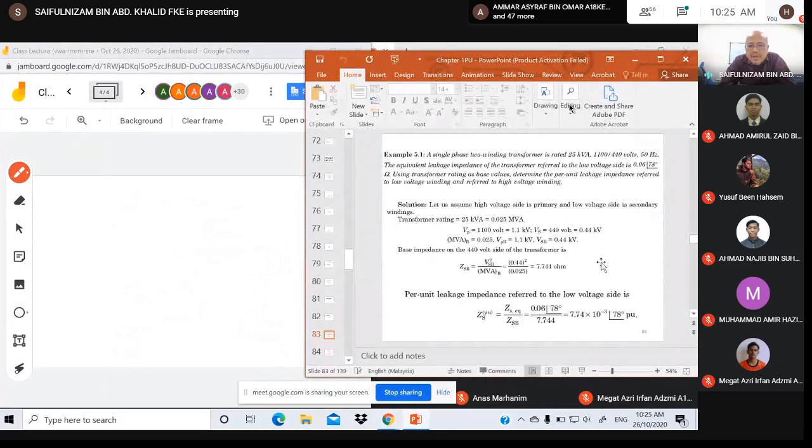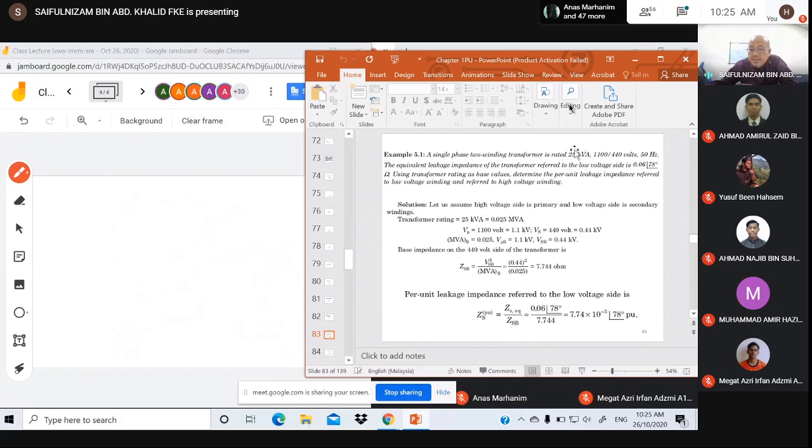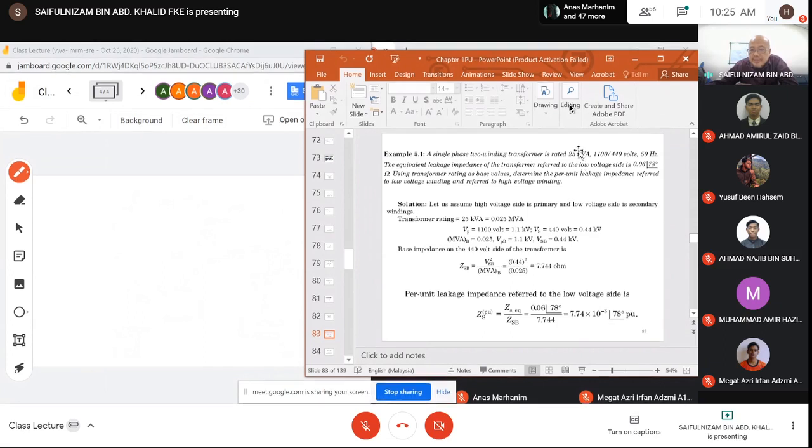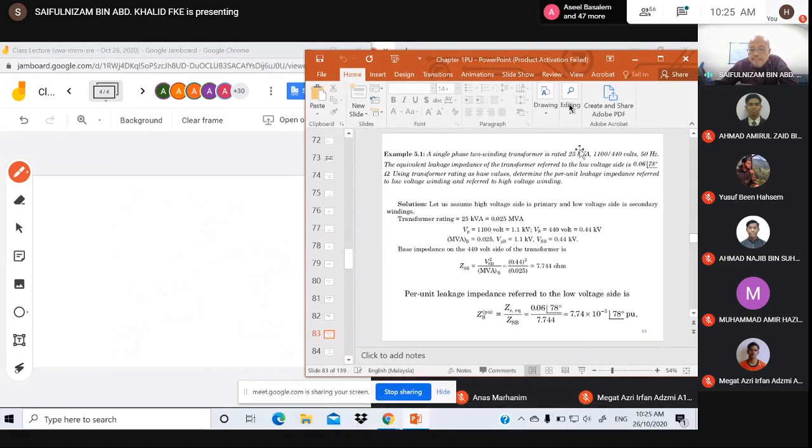Okay, in example 5.1, a single phase. You see the question? A single phase. So read the question properly, and it is not always three phase. Some questions ask for a single phase value. A single phase two winding transformer is rated 25 kVA. So meaning this is the single phase power, 25 kVA.